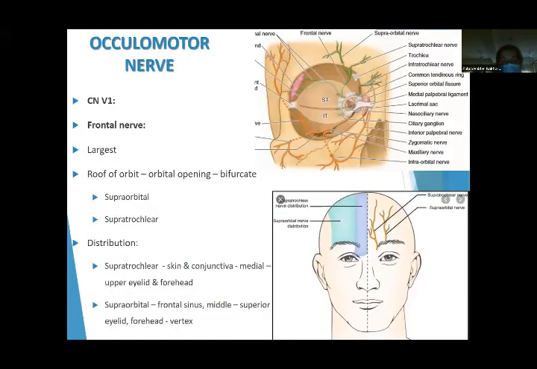Actually, it is not the oculomotor nerve, it is the ophthalmic nerve. I'm sorry. I wrote this wrong here, this is not the oculomotor nerve. Okay, the second branch of the ophthalmic nerve, that is the frontal nerve. Okay, this is the frontal nerve.